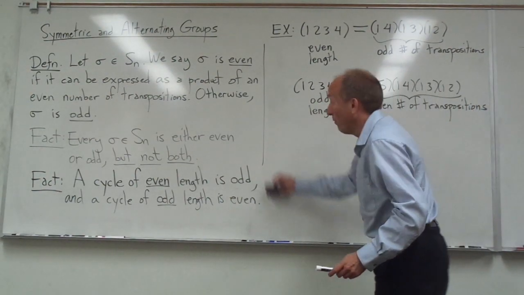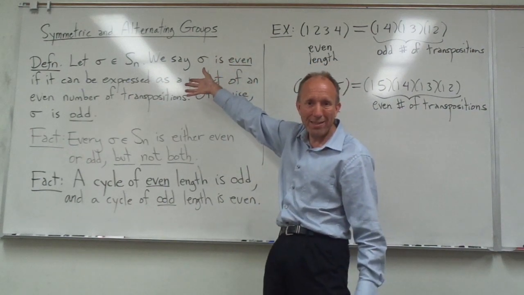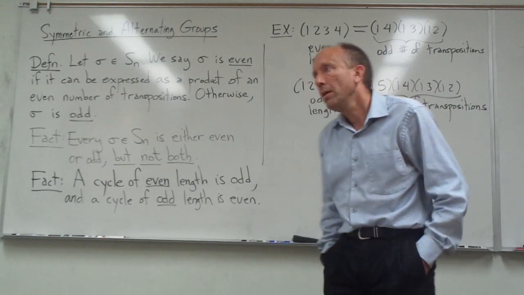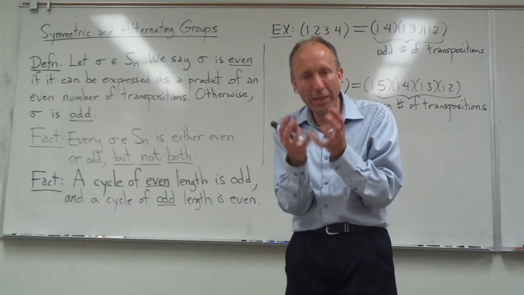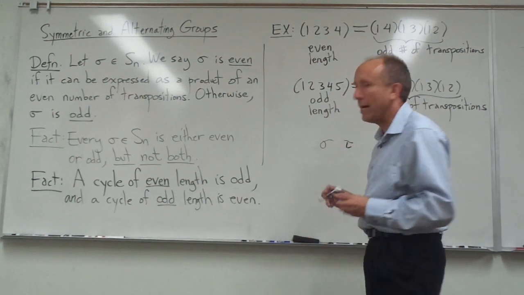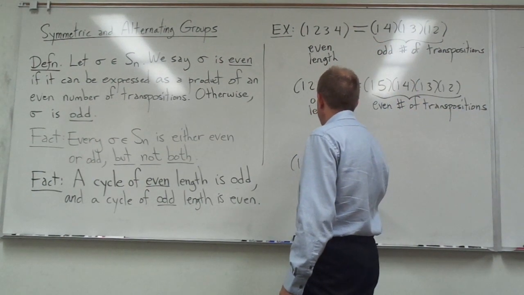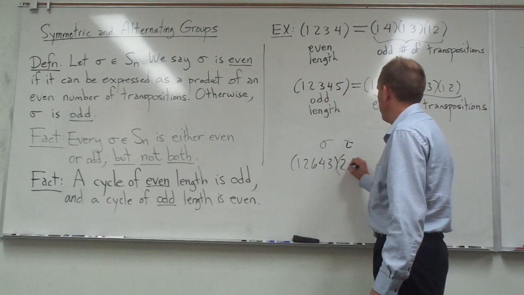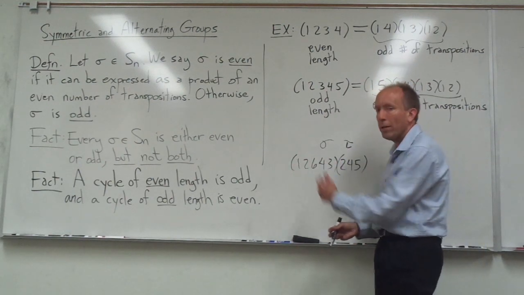But hopefully believable, right? A cycle of even length is odd with respect to this definition, and a cycle of odd length is even. Now, when we multiply permutations together, when we take a sigma and multiply it by a tau, what do we do? Well, let's suppose that sigma is (1 2 6 4 3) and tau is (2 4 5). And I suppose I want to multiply these together.